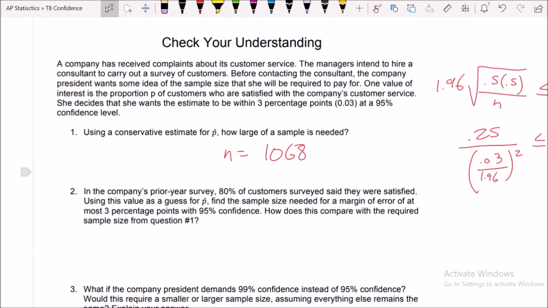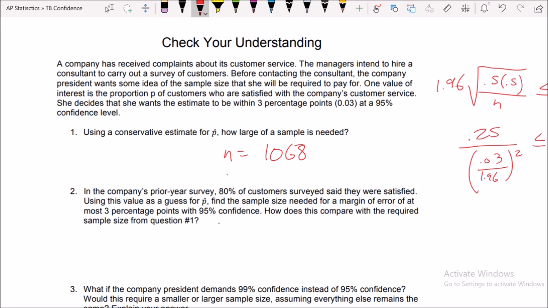Okay, what about part B? In part B, in the prior year's survey, 80% of customers surveyed said they were satisfied. Using this value as a guess for p hat, find the sample size needed for a margin of error of at most 3 percentage points with 95% confidence. This is something that polling or survey companies will sometimes do. If you already feel like you have a good idea of how people will answer, you can make a sample size estimate based on that. So that's what we're going to do right now. It's going to be very similar to what we had up here.